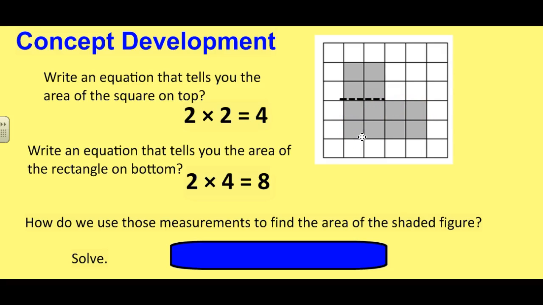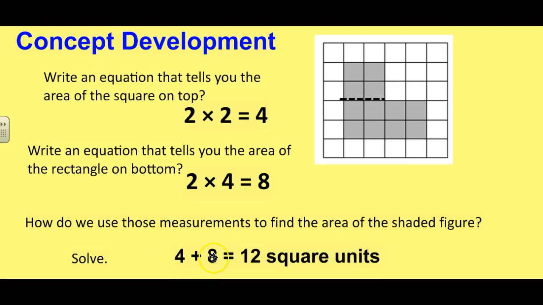So how do we use those 2 measurements, which is the 4 and the 8, to find the area of this entire shaded figure? So go ahead and write your last equation on your board to find the area of this entire shaded figure. Whenever you're ready to check that, you may push play. Okay, so we would have used 4 plus 8 equals 12. So the area of this rectangle and this square all together are 12 square units.